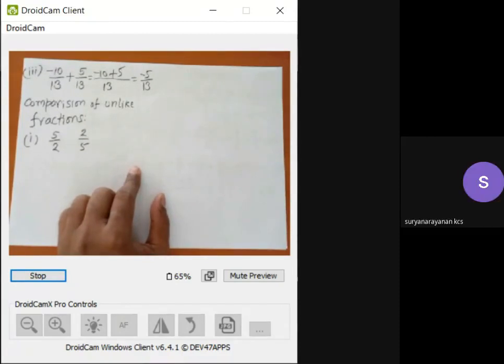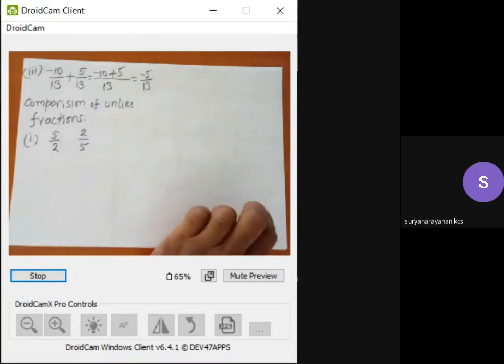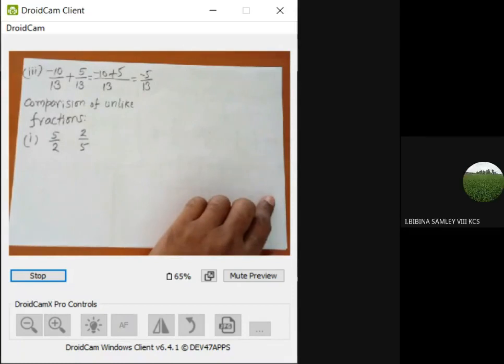Sir, 5 by 2 is the bigger fraction. 5 by 2. How did you say this one is the bigger fraction? Bibina, can you tell me? How can you tell 5 by 2 is a bigger fraction and 2 by 5 is a smaller fraction? Sir, we cannot tell, sir. Tell me, Shanti, can you tell me? Sir, actually we need to find the LCM.